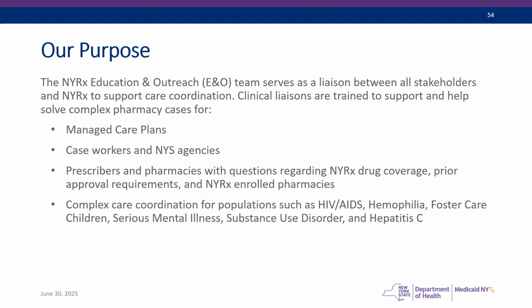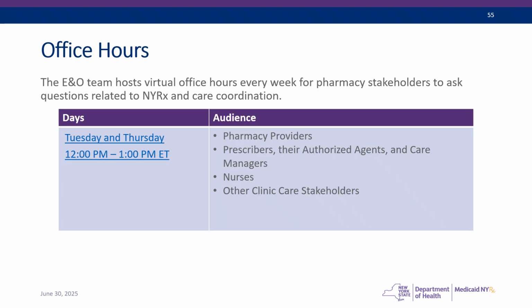The E&O team is comprised of clinical liaisons who are trained to support complex pharmacy cases, specifically for members who have HIV/AIDS, hemophilia, are in foster care, have serious mental illness, substance use disorder, or hepatitis C. The E&O team serves as a resource for NYRx program-related questions and supports New York State by offering educational opportunities such as this webinar.